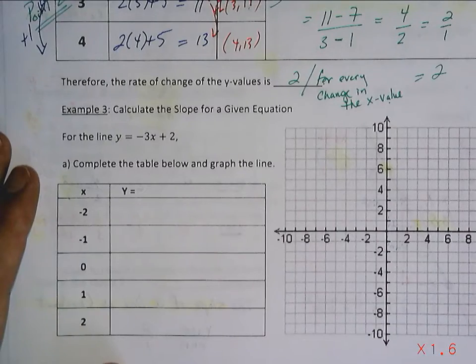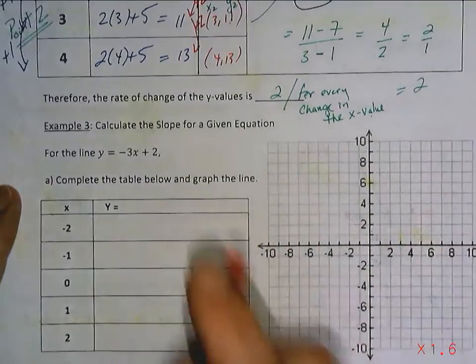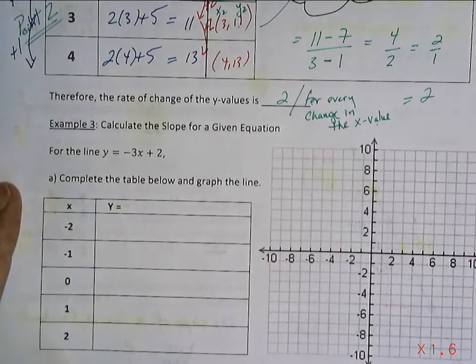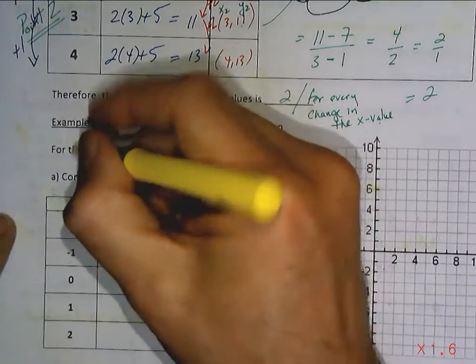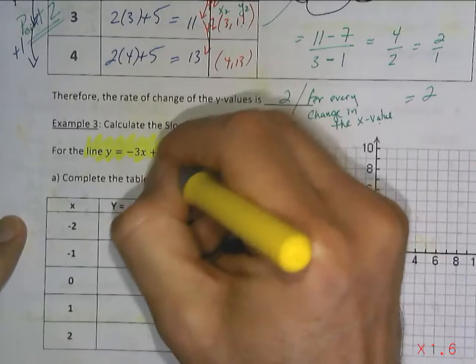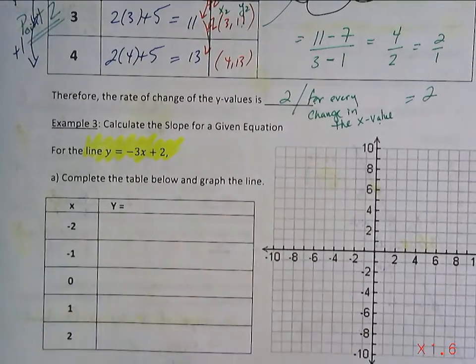Okay, so now we're looking at example 3. Calculate the slope for a given equation. So this is the equation they're giving us. They're telling us it's a line. I know it's a line because it's in the form y equals mx plus b.